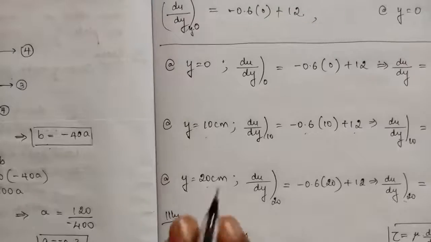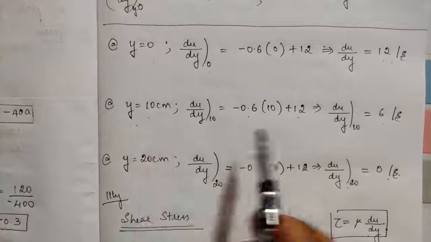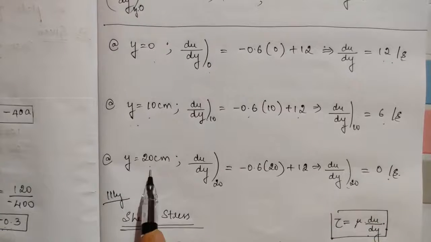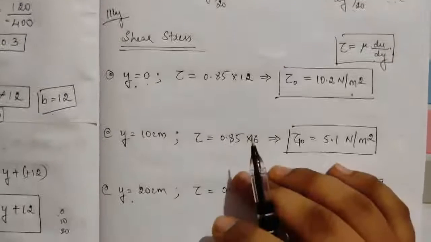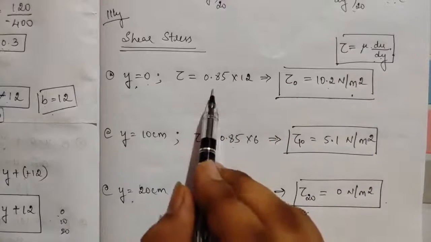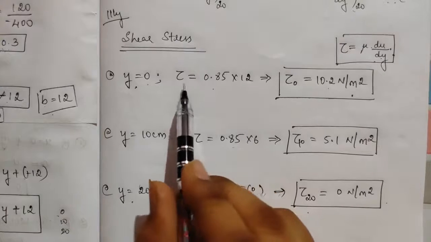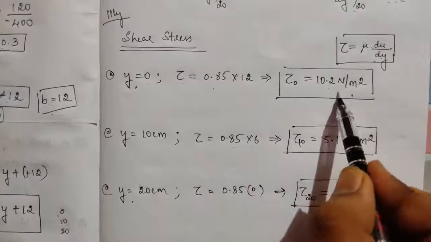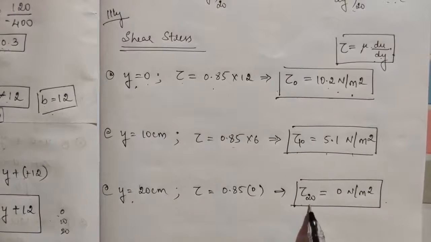The velocity gradient at 0 is 12 per second. At 10 centimeter, it is 6 per second. At 20 centimeter, the value of du by dy is 0 per second. Next, for shear stress, with the help of this formula, I already found the velocity gradient. I just need to multiply by the dynamic viscosity or coefficient of viscosity. Tau at 0 is 10.2 Newton per meter square, tau at 10 is 5.1 Newton per meter square, and tau at 20 centimeter is 0 Newton per meter square.